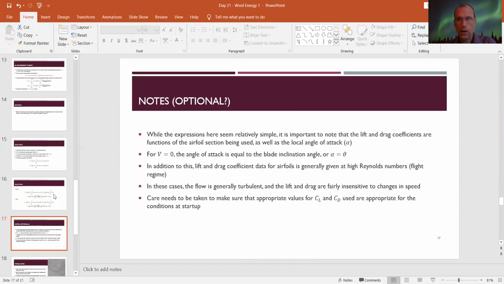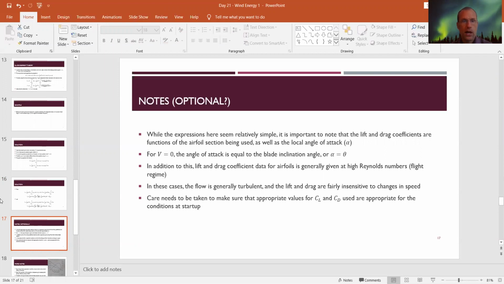A couple notes on this. That seemed relatively simple, not only for the expression, but for the integration itself. I made a lot of assumptions. I assumed that the lift and drag coefficients were constant with respect to R, which may or may not be the case, because as I change my R, I'm going to be changing my speed, and generally CL and CD are functions of speed as well as the local angle of attack. So a lot of things were kind of oversimplified in that example.